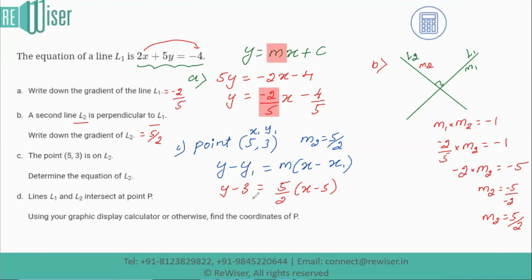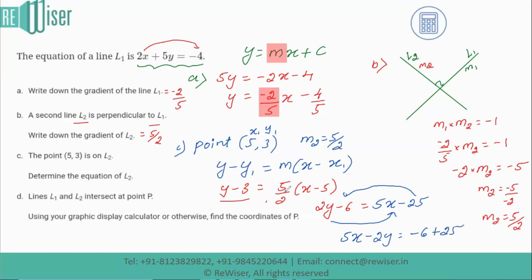When I simplify this further, the 2 goes to the other side and multiplies both y and 3. The 5 multiplies on the right hand side as 5 times x as well as 5 times minus 5. So it would be 2y minus 6, since I'm trying to convert this into general form, equals 5x minus 25. Now I take the 25 to the left hand side and 2y to the right hand side. That gives the final answer 5x minus 2y equals minus 6 plus 25, which is 19. So this is the equation of line 2.